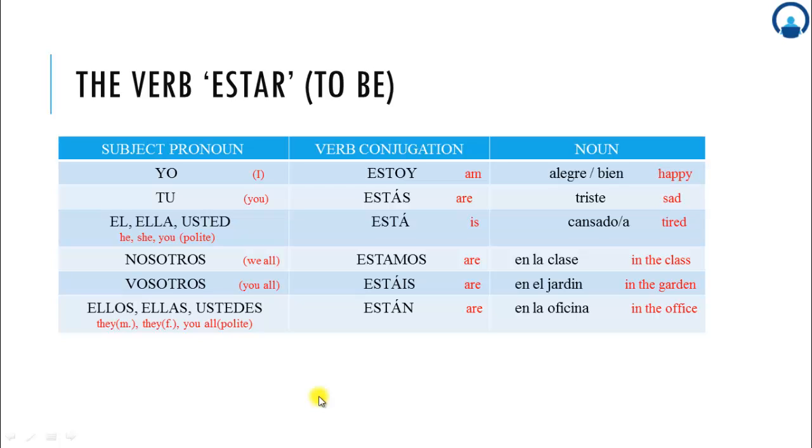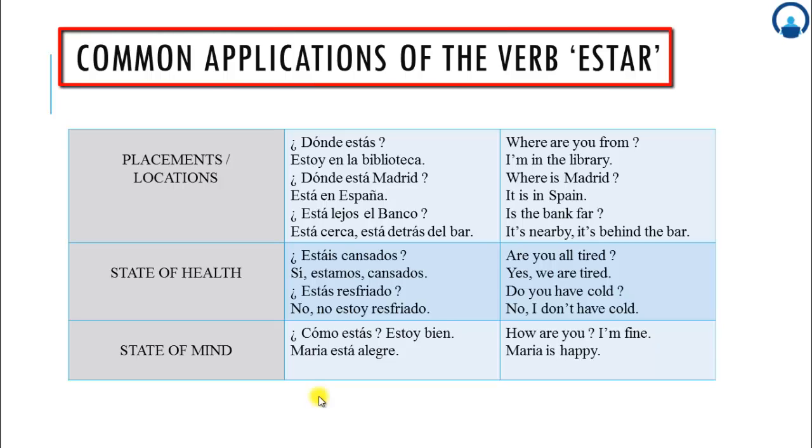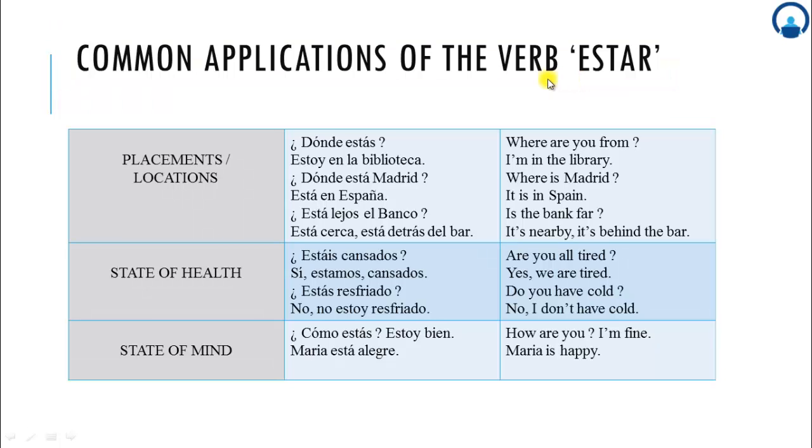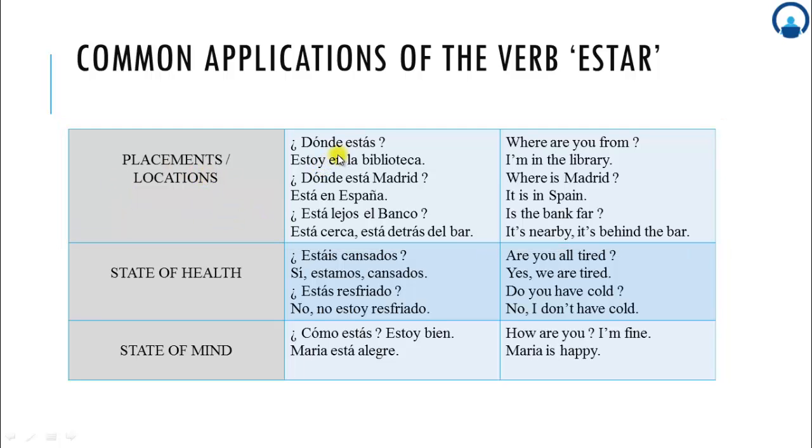Okay, we'll try and get this clear with an example. We have got a table wherein we have the common applications of the verb estar. As I've said, the verb ESTAR is used when we are describing a variable state. We have a variable state for placements or location, the geographical location. We'll see it by some examples.